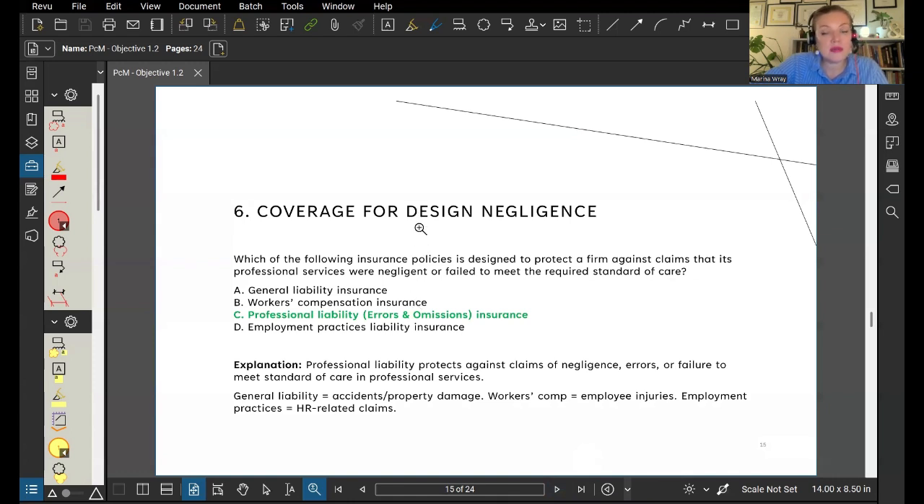And we know that professional liability protects against claims of negligence, errors, or failure to meet standard of care in professional services. And again, general liability is accidents or property damage. Workers' comp is the employee injuries. And employment practices, it's HR-related claims. So they are not relevant to the claims when the architect or designer makes a mistake in the drawings or specification. That's the errors and omissions insurance that covers that.